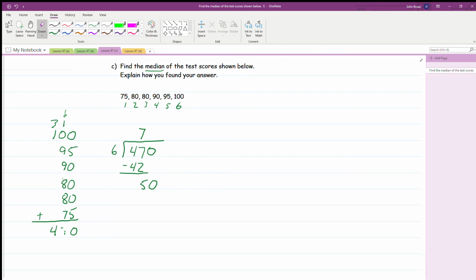Oh, I don't like the way that's erasing. Let's do the stroke eraser. Get rid of this stuff here. All right.